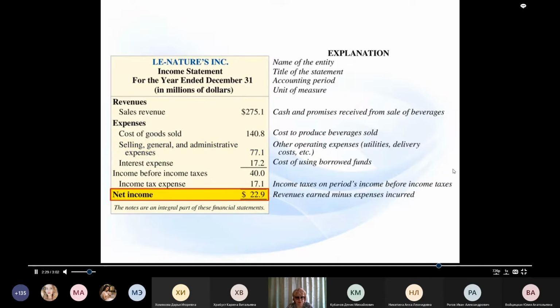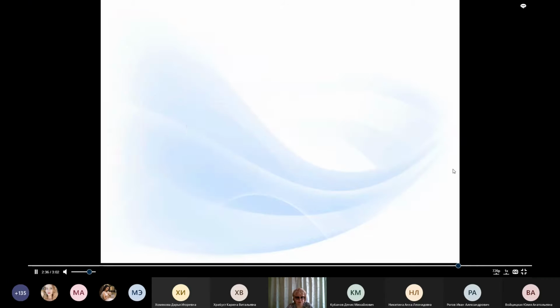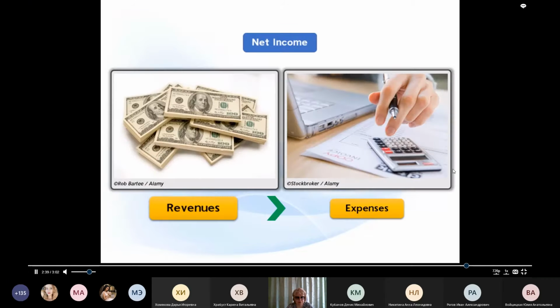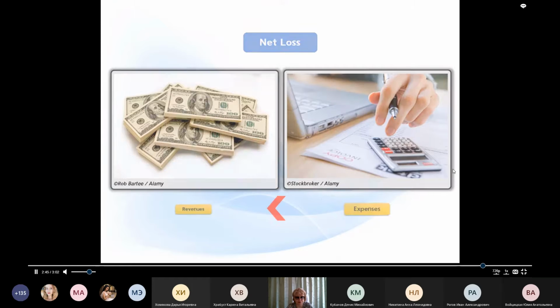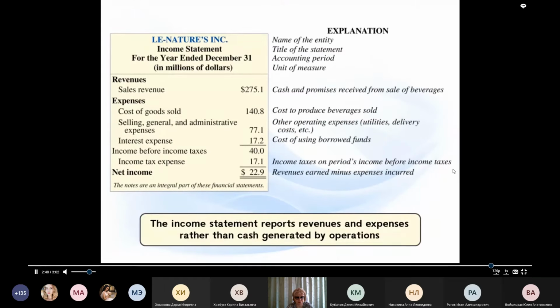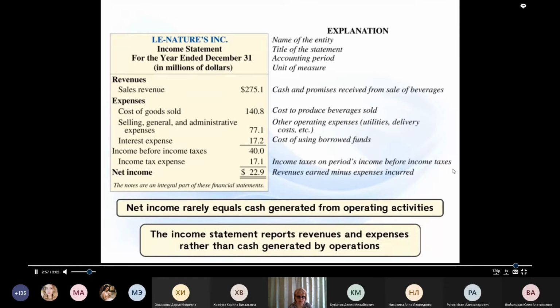Net income is the name of the total that is reported on the income statement. In fact, it is often referred to as the bottom line. Net income is the excess of total revenues over total expenses. If the company's revenues are less than its expenses, we'd say the company has a net loss. Recall that the revenues reported might not equal the cash collected from customers, and that the expenses reported might not equal the cash payments made to vendors and suppliers. In fact, net income rarely equals the amount of cash that the company generated from its operating activities.